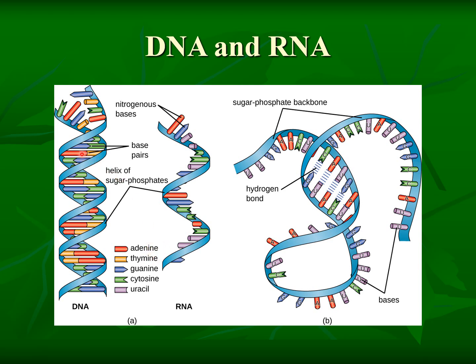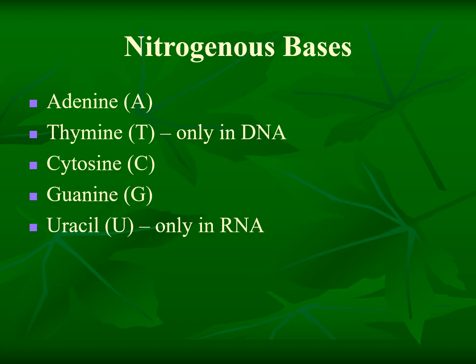will always bind together. So if you have an A on one side, you're going to have a T that it hydrogen bonds to on the other strand. And then G and C, guanine and cytosine, will always bond together. Uracil is found only in RNA. So for those bases, we tend to use the first letter, but just by tradition, it's always capitalized.